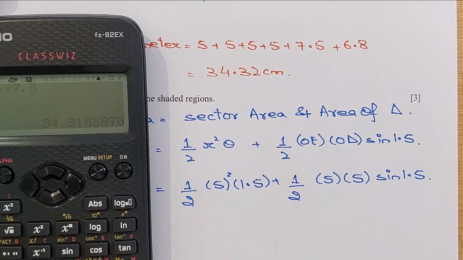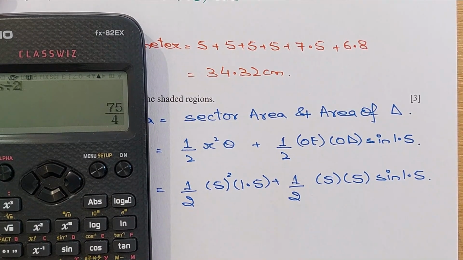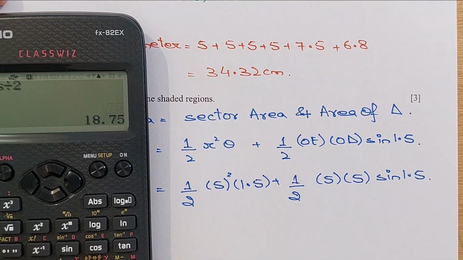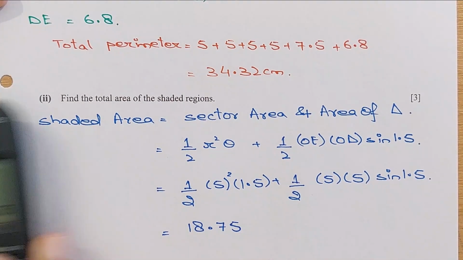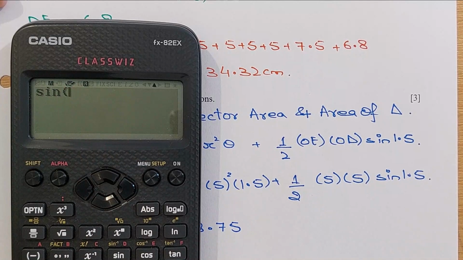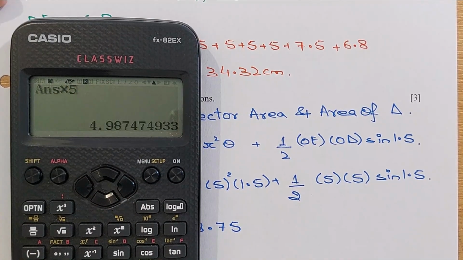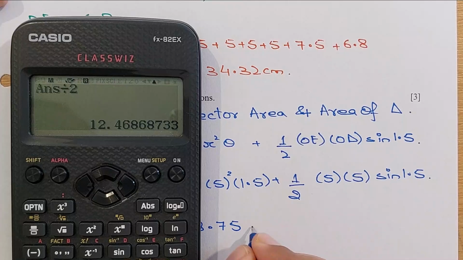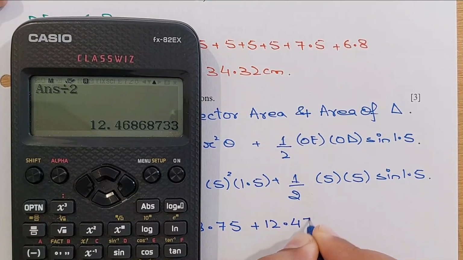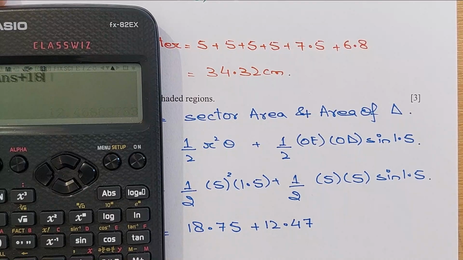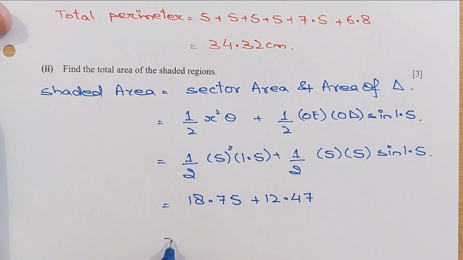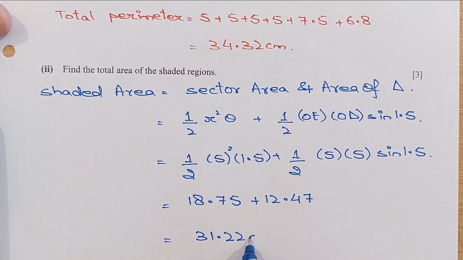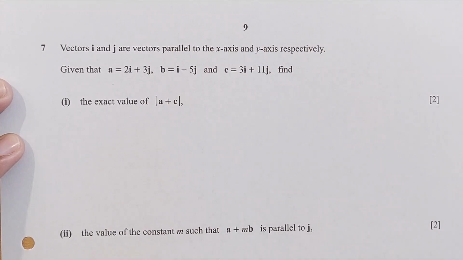Let me simplify this. 1.5 times 5 times 5 divided by 2 is 18.75. Now sine, it's in radians. Plus 12.47, right? So add 18.75, and 31.22 is the shaded area. 31.22 centimeters squared.